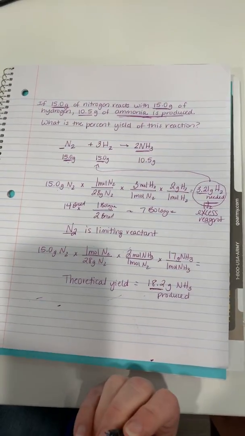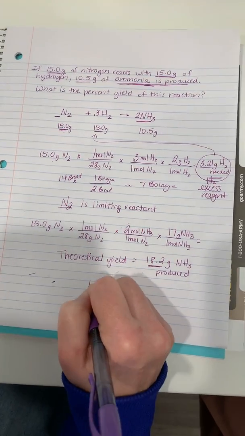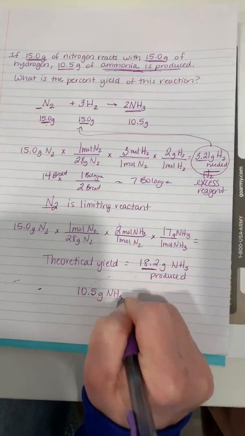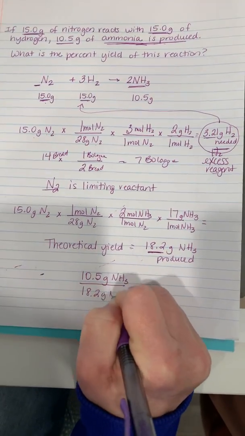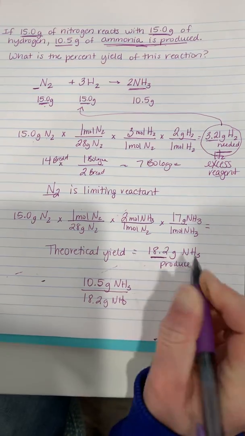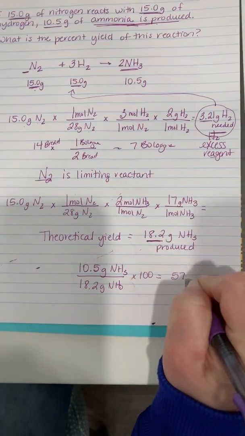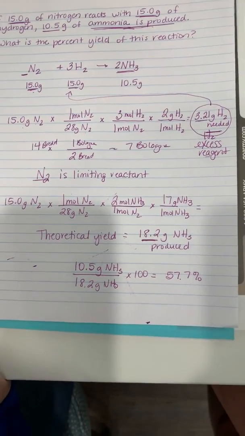The last thing is to take that amount that they gave me in the problem, which is your actual yield. So they actually got 10.5 grams of NH3. Divide it by the theoretical, which is that 18.2 grams of NH3 that I just calculated. Multiply by 100, and I will get a percent yield, in this case, of 57.7%.